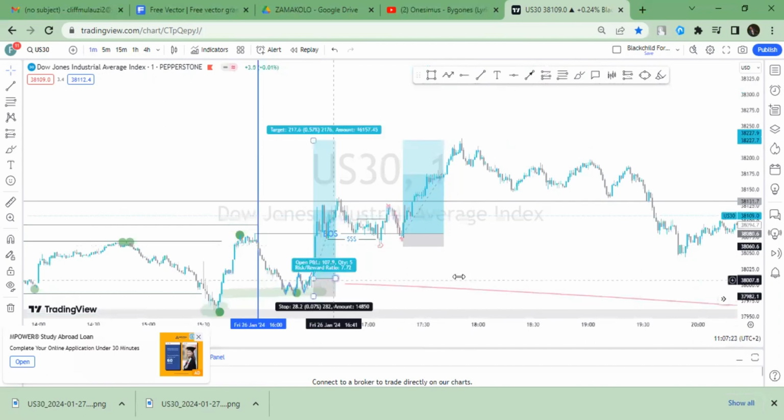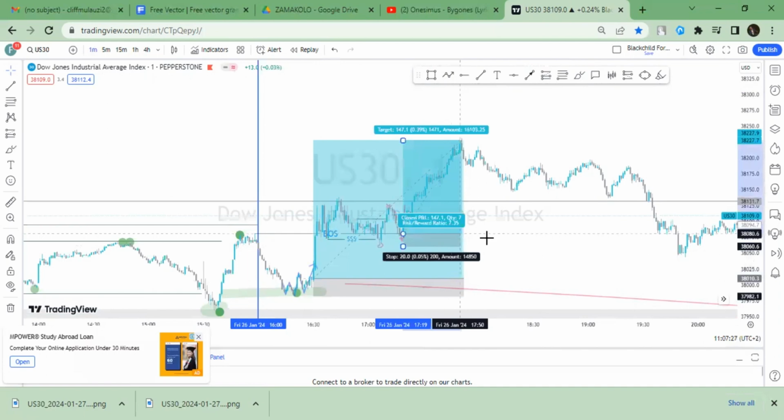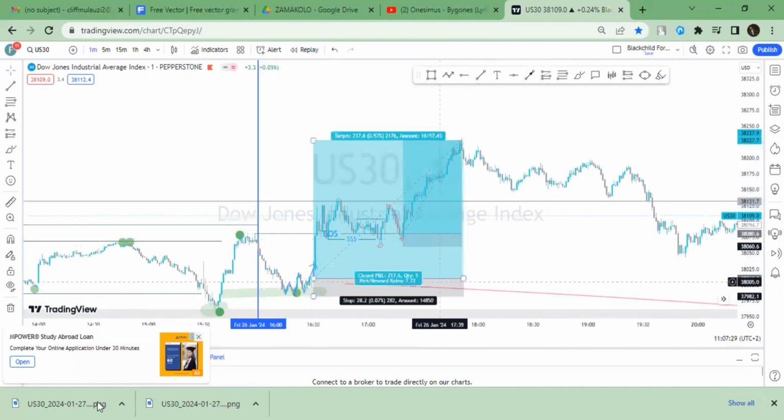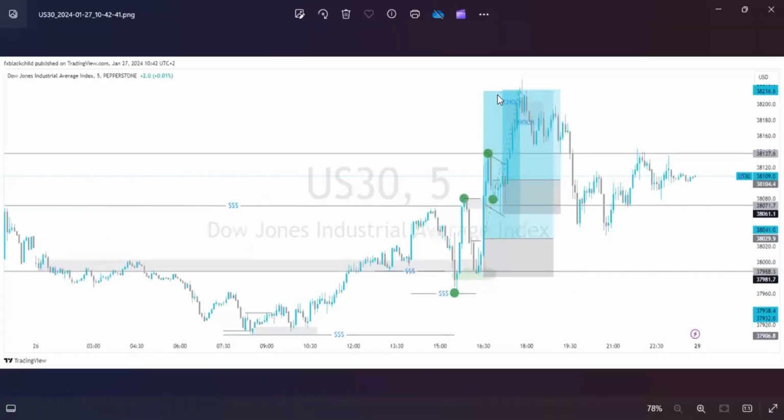And this is what happened, and I want to show you the actual before and after. Let me show you the before and after. So guys, I'm working on showing you the after. All right, so this is the after. Remember where we took the first trade, and this is where we took the second trade, and this was our TP, and we were done for the day.